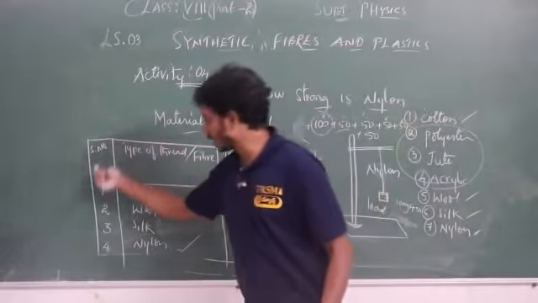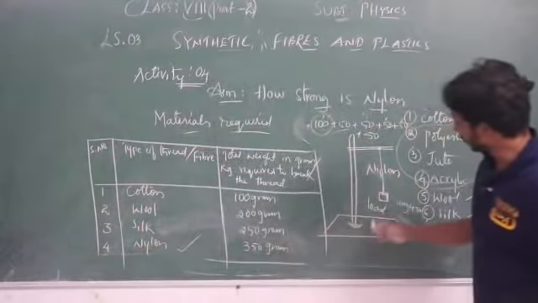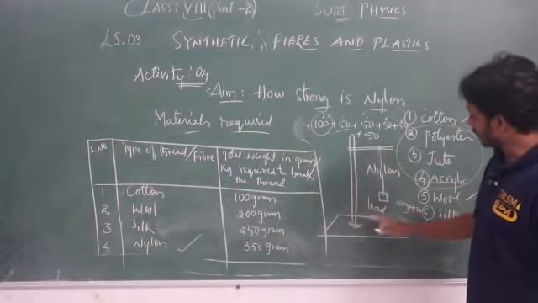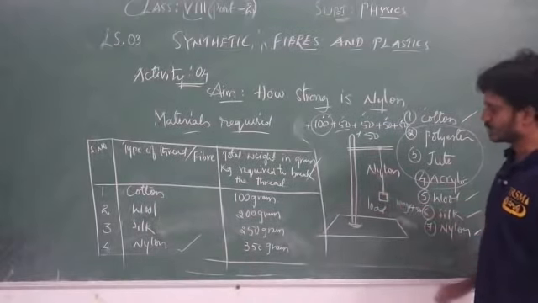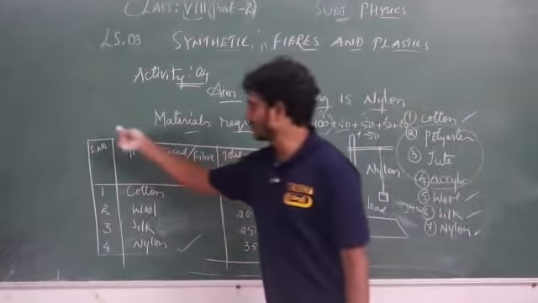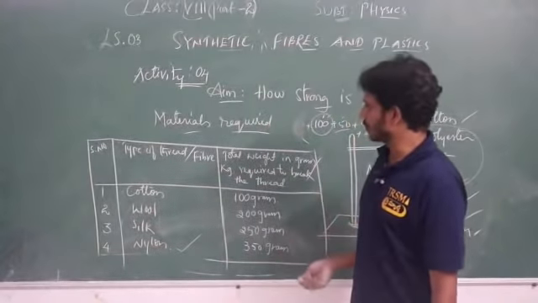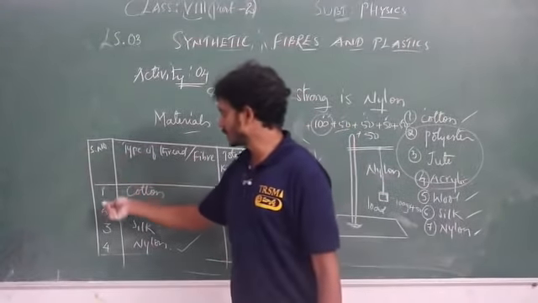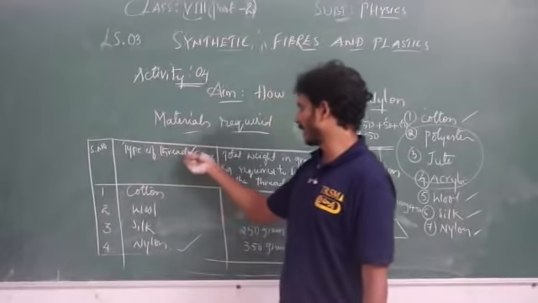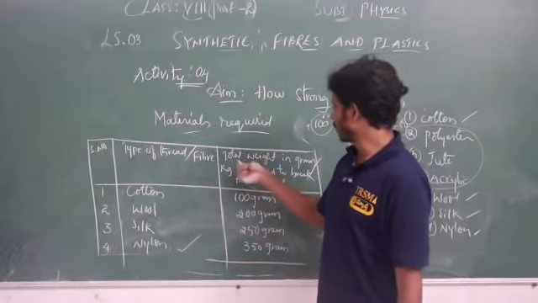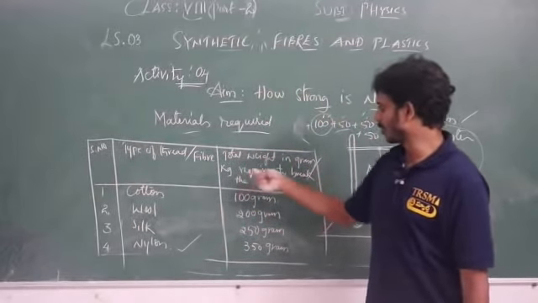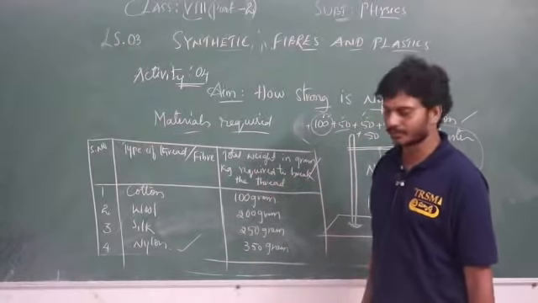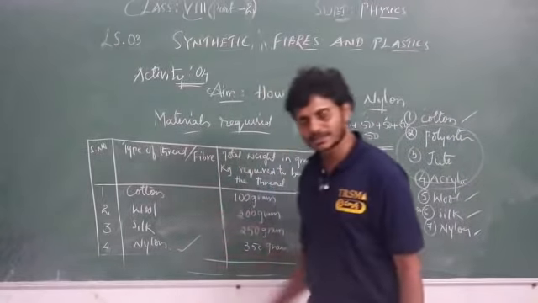First let's make a setup like this. Let's arrange the stand like this. Next, draw this table also. In this first column, serial number. Second one, type of thread or fiber. And in the third one, total weight in gram or kilogram required to break the thread. So note down all this like this.